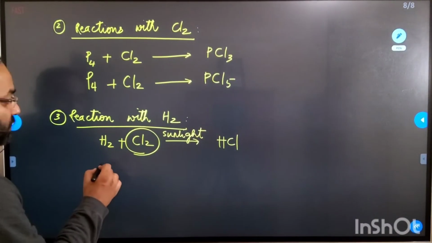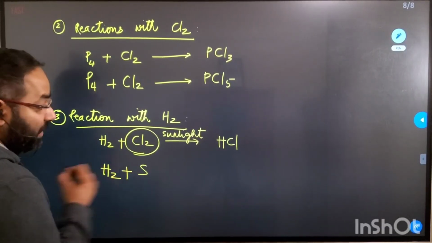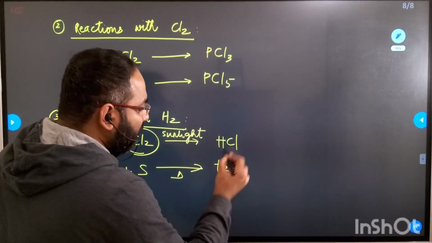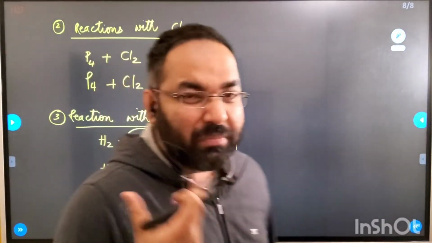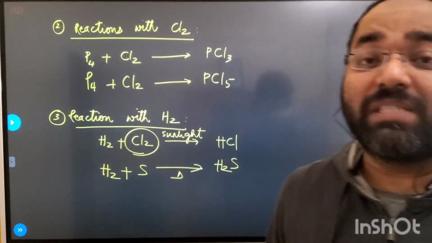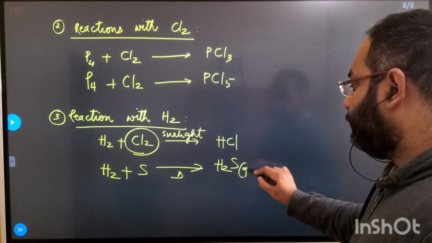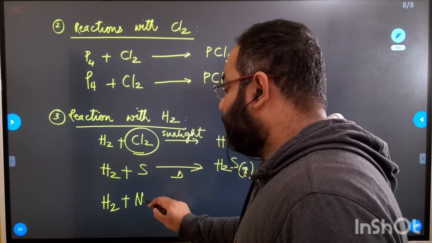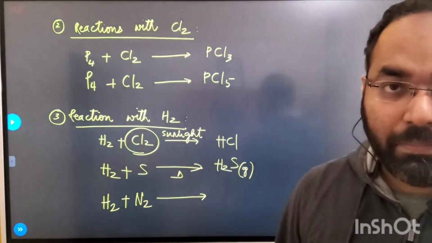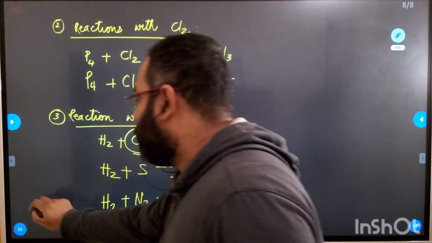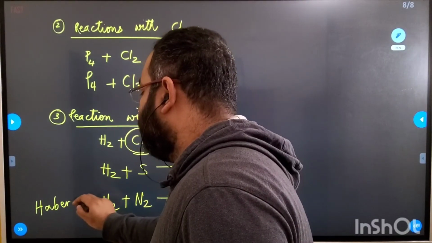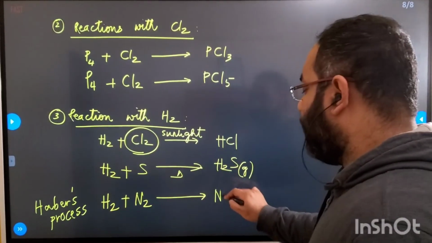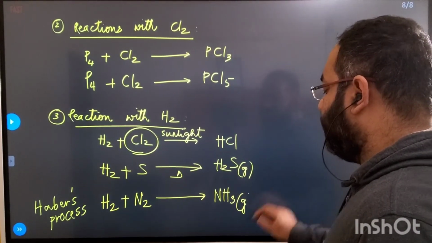The next one that we also have to understand is hydrogen plus sulfur. Okay, you heat it, you're going to get a very foul smelling compound which smells of rotten eggs called hydrogen sulfide gas. And the last one we have to also look at is when hydrogen reacts with nitrogen. And this is an important industrial method. This is also called Haber's process. This method can be used to prepare ammonia gas in the industry.